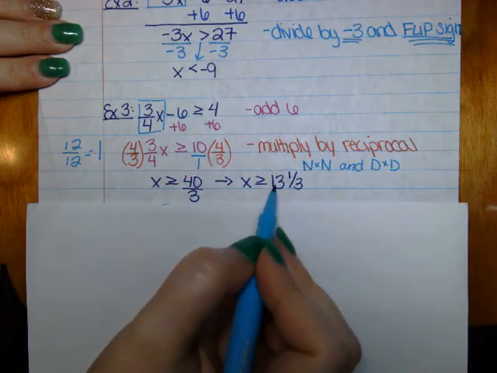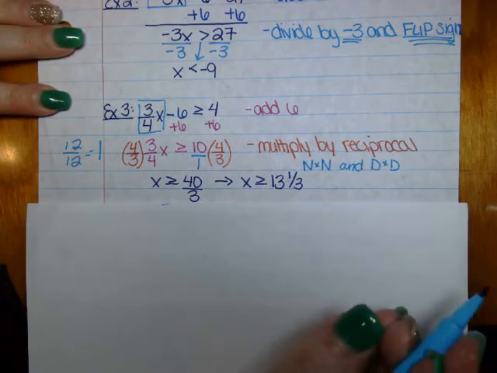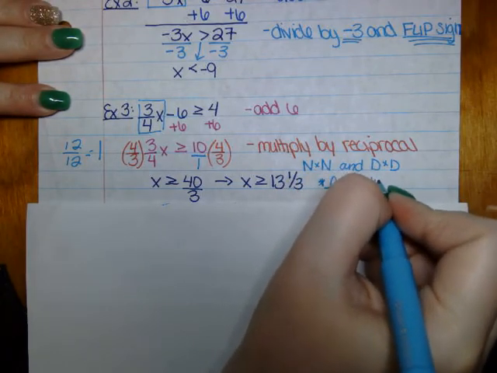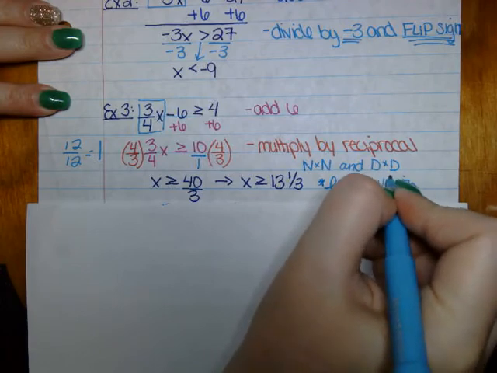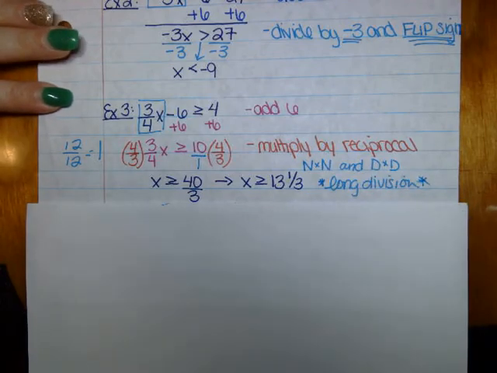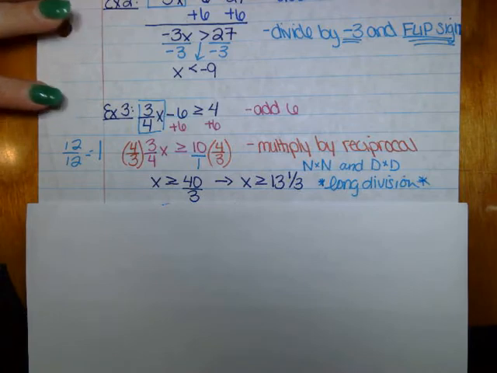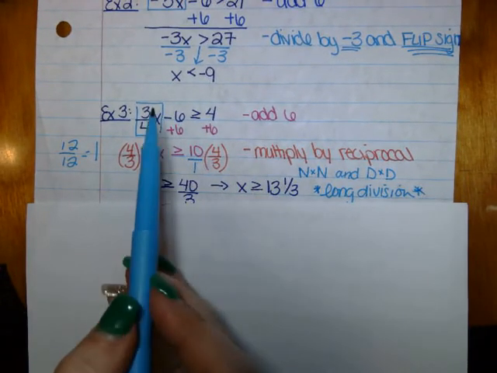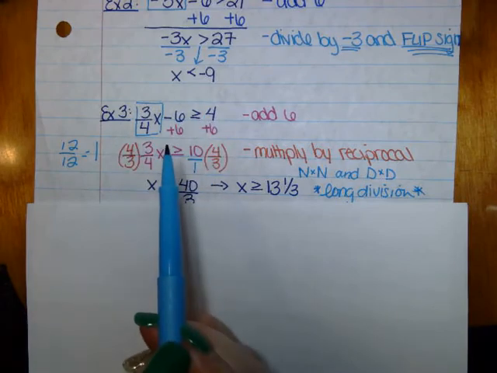Write this as a mixed number by doing your long division if necessary. And you end up with 13 1/3. Do not write it as a decimal because you do not have a decimal in your problem.